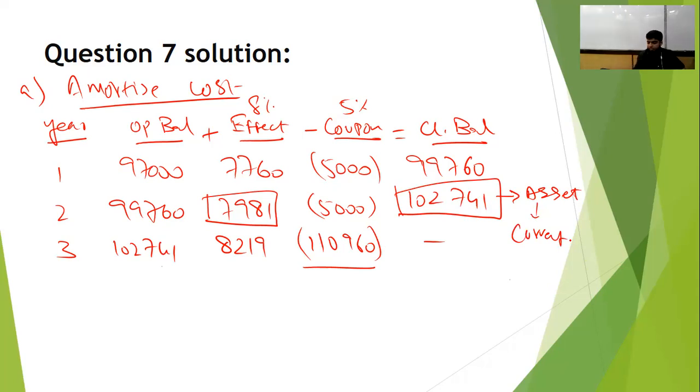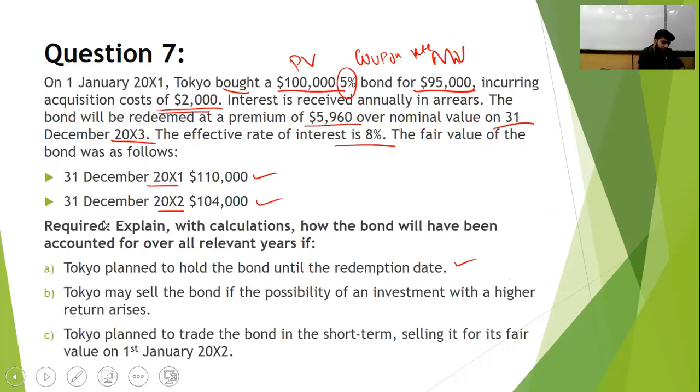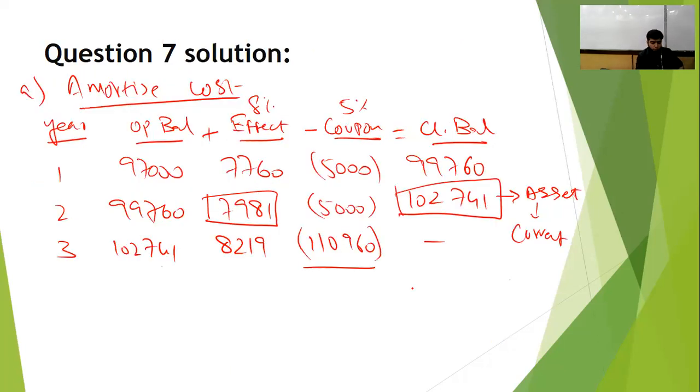So the possible requirements that an examiner may ask you are the amount of interest to be recognized in P&L and the amount of investment to be reported in the balance sheet. These are the two possible requirements that an examiner may ask you with respect to this question. Is it clear to everyone? So we have solved this question through amortized cost, and now we are going to solve it through fair value OCI. But my question is, fair value of debentures was given in the question, but we completely ignored this fair value in amortized cost. Is it true?